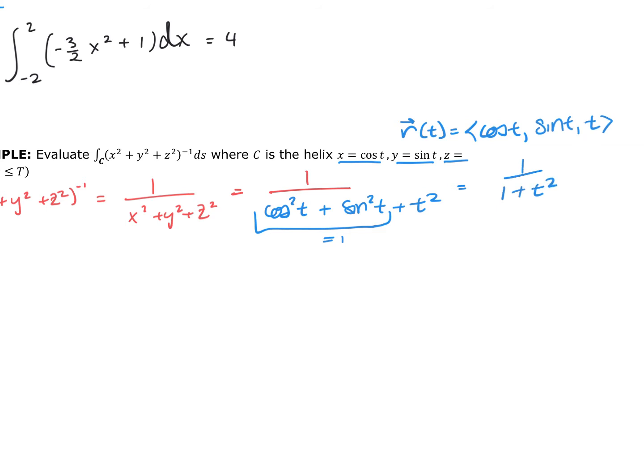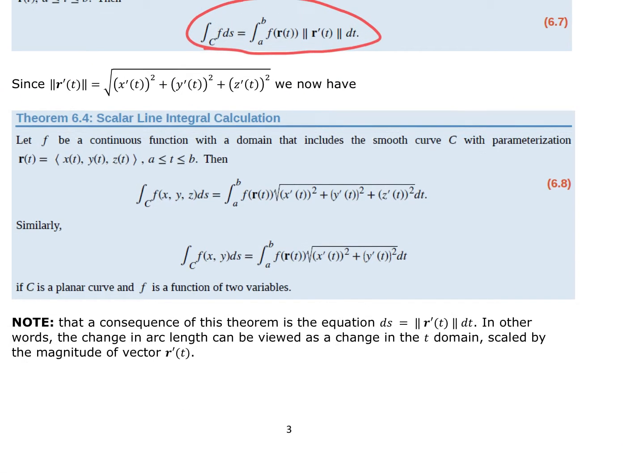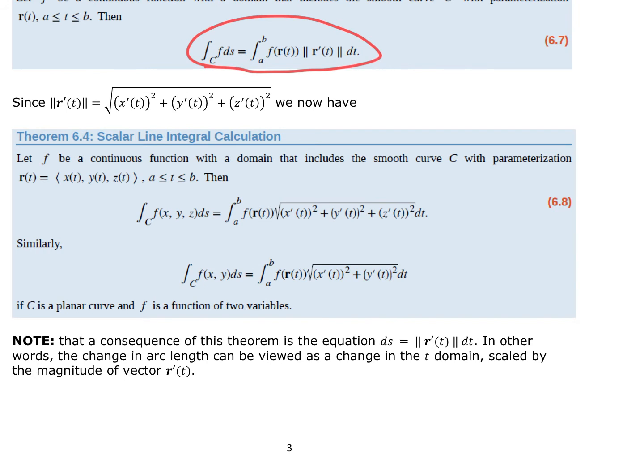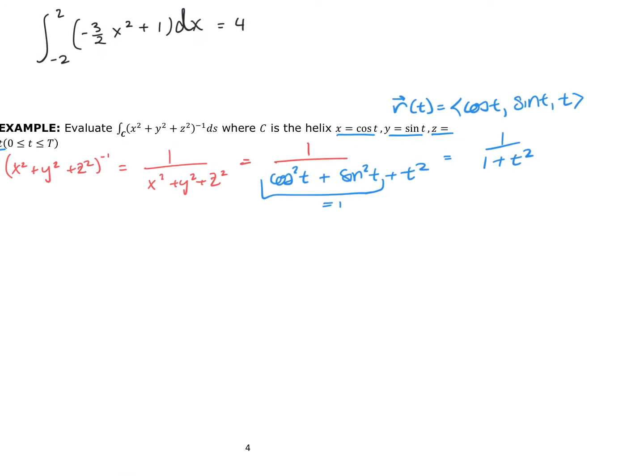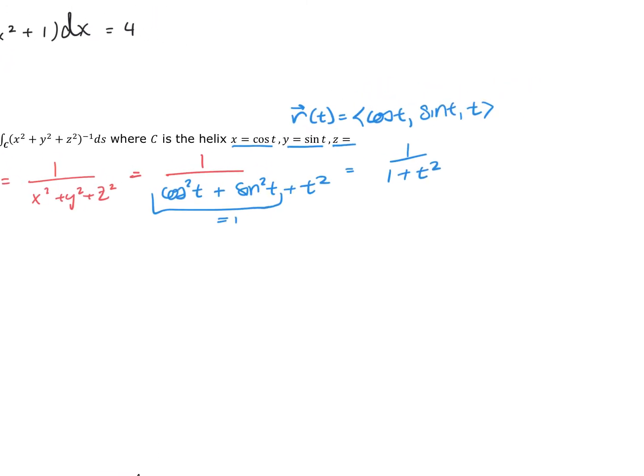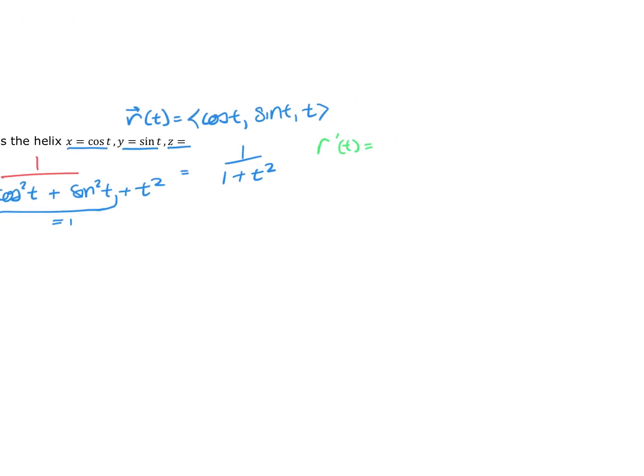Now I need to do the derivative of that, because if we look, using this other formula, it is the derivative of my vector t and the magnitude of it. So coming back down here, let me lock in my rotation again. Coming back down here, I'm going to take this derivative. So r prime of t is going to be negative sine of t, cosine of t, and then 1.